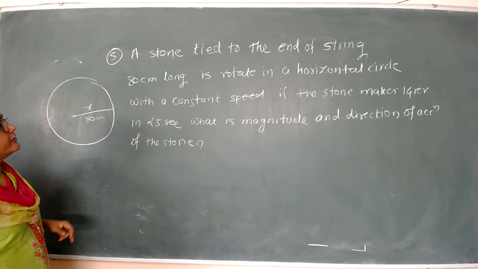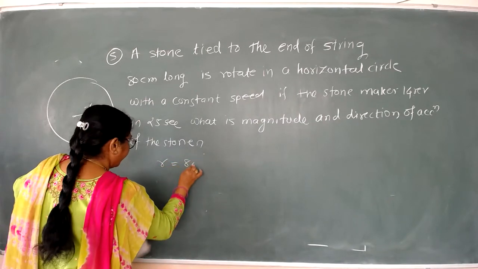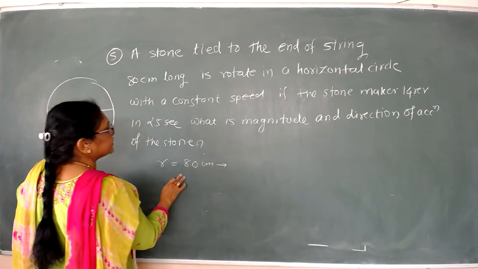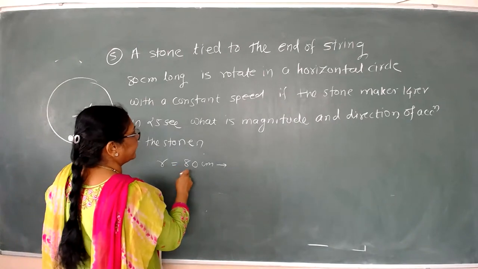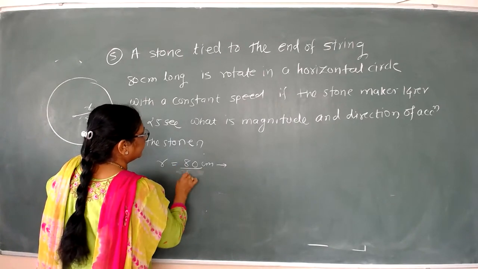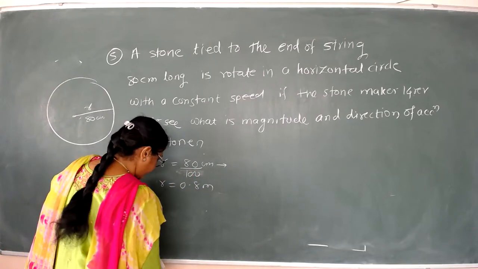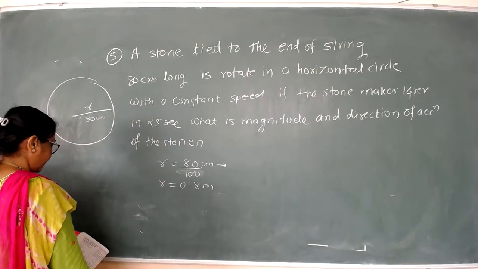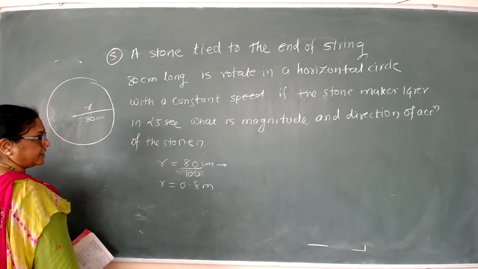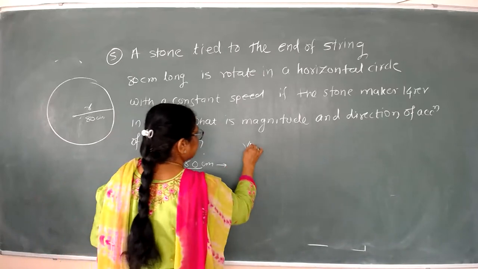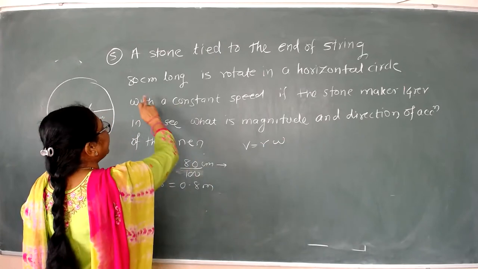Here, first find out the given values. R is equal to 80 centimeter. Convert this to meter: when we convert from centimeter to meter, we divide by 100. Therefore, R is equal to 0.8 meter. Then find out the value of velocity. Omega is equal to 2 pi by T. Therefore, v is equal to R into omega, where R is given.